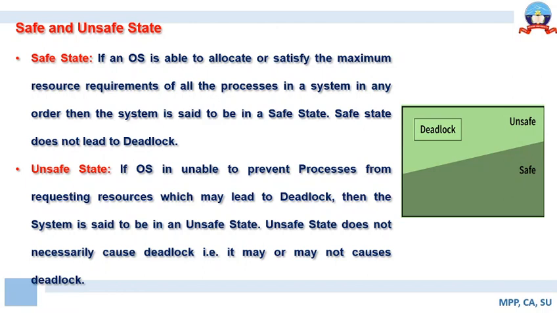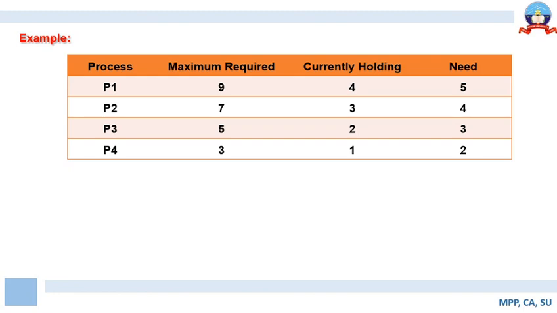Here we have a very simple schematic representation that shows the distinction between unsafe state and safe state. In safe state we will not have any deadlock, whereas in case of unsafe state there is a probability of deadlock occurring. Now let us try and understand the same with the help of a very simple example.